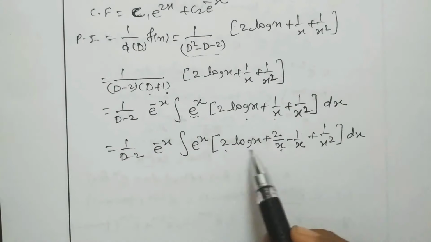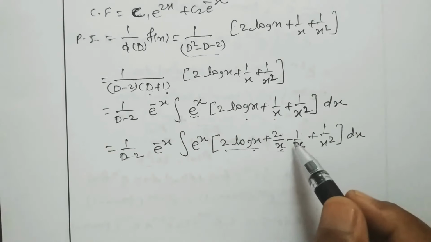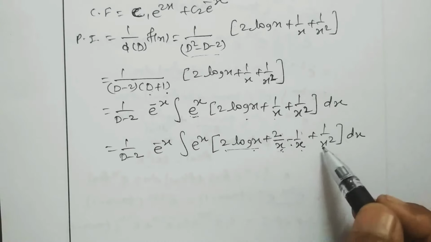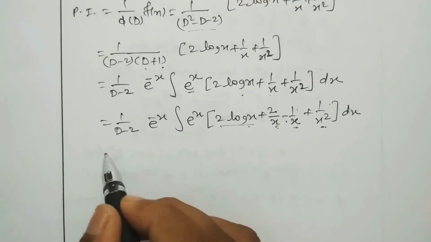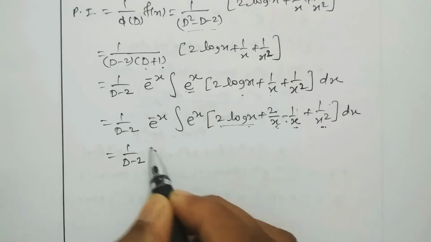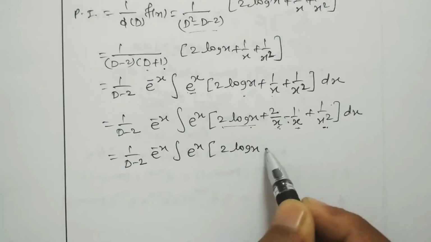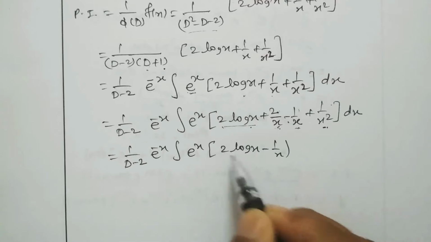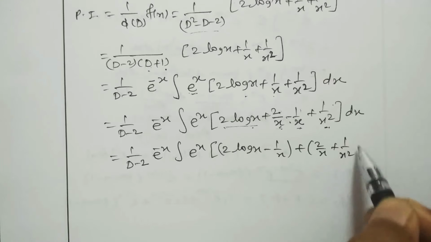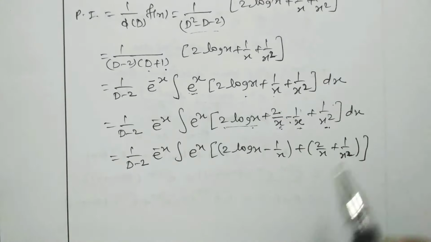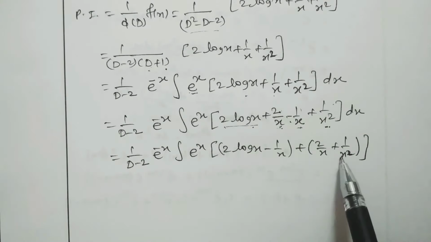Now see, the derivative of 2 log x is 2 upon x, that means the derivative of this term is present here, and the derivative of minus 1 upon x is minus minus plus 1 upon x square, that means the derivative of this term is present here. So by rewriting these terms as 1 upon d minus 2, e raised to minus x, integration e raised to x into 2 log x minus 1 upon x as the first bracket plus 2 upon x plus 1 upon x square in the second part. So these 4 terms can be rearranged this way.